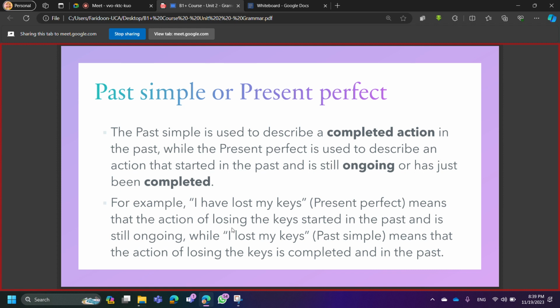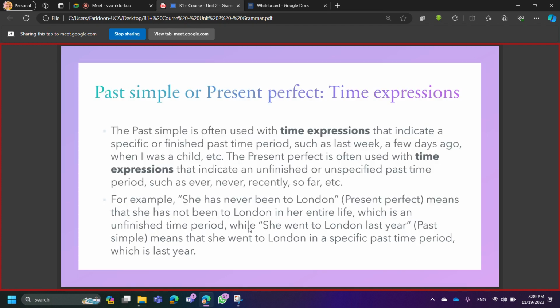It means that the action of losing the keys started in the past and is still ongoing. You haven't found it yet. But when you say I lost my keys, this is the past simple equivalent of that sentence. It means that the action of losing the keys is completed in the past. Okay? It's completed and also it's in the past. So, maybe you found it again. We don't really know. But when you say, I have lost my keys, you haven't found it yet. That's why you're using present perfect and not past simple.